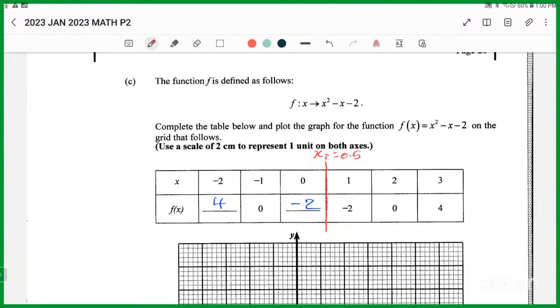And then to find the y value at the turning point, you can put 0.5 into this. It will be 0.5 squared minus 0.5 minus 2. That's 0.25 minus 0.5 minus 2. That's minus 2.5 plus a quarter. That's minus 2 and a quarter. Minus 2 and a quarter. That's what I do.